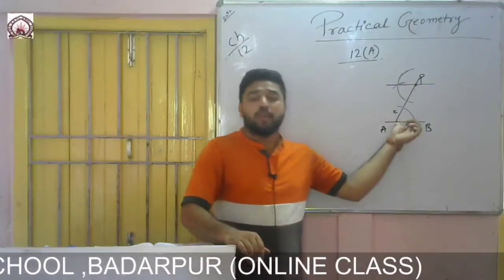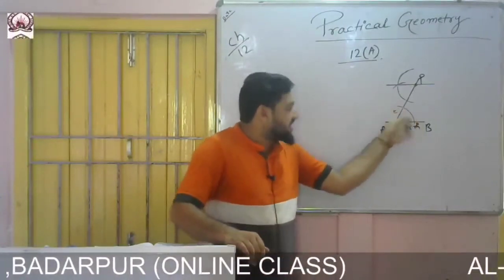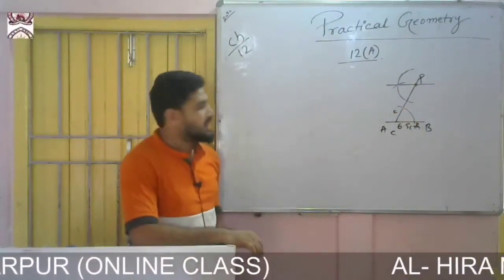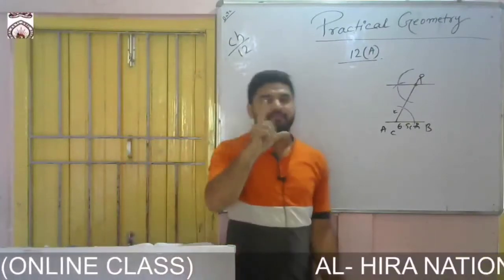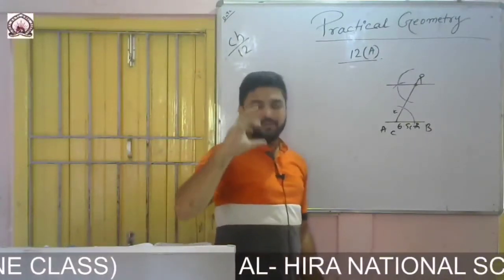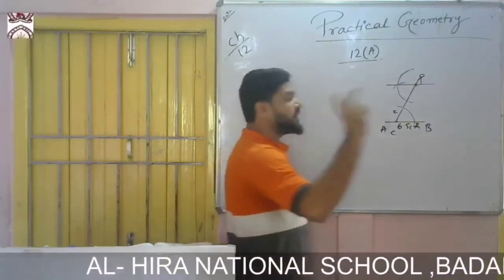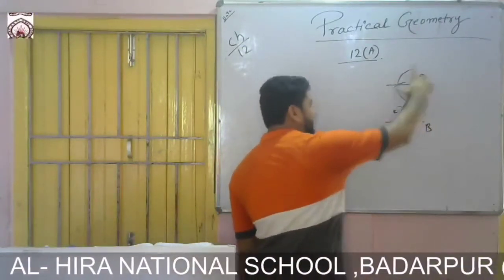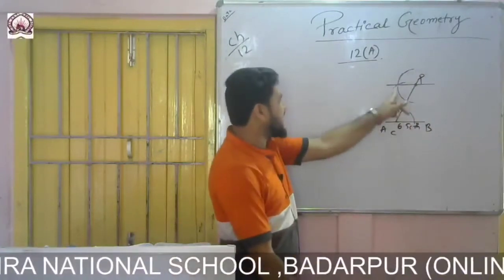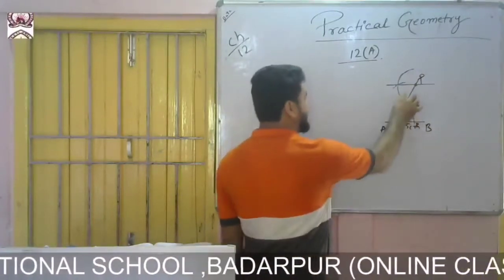By placing your compass needle at C, draw the first arc. Now with the same radius, without changing the radius, pointing your compass needle at P, draw another arc. This arc and this arc are the same. This one is the first arc, this one the second arc.